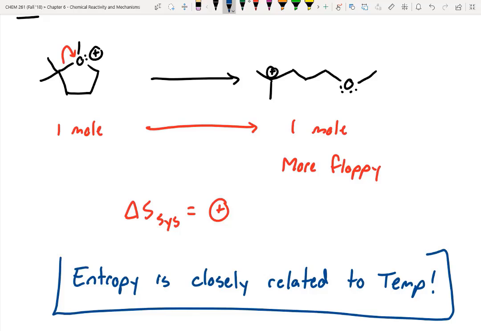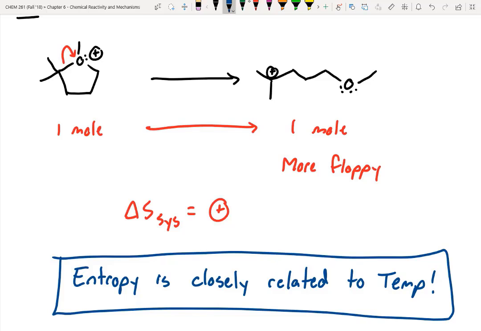So what we typically have to worry about in a reaction is the temperature that the reaction's being done at, whether or not it's getting more ordered or more disordered, and whether or not the reaction is exothermic or endothermic. We have to pay attention to all three of those variables. All right? And that brings us to the next point that ties them all together into one common unit.